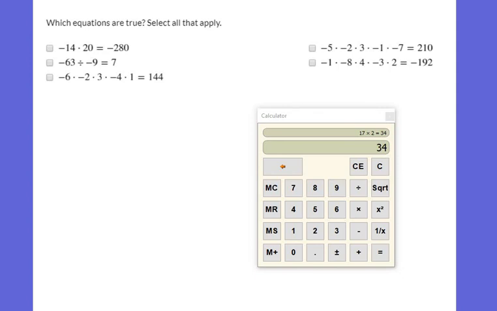Which equations are true? Select all that apply. Alright, the first one here, I have a negative times a positive. That gives me a negative, so that's good. 14 times 20. I'm going to check that. 14 times 20 is 280, and it gives me a negative, so that one is good.